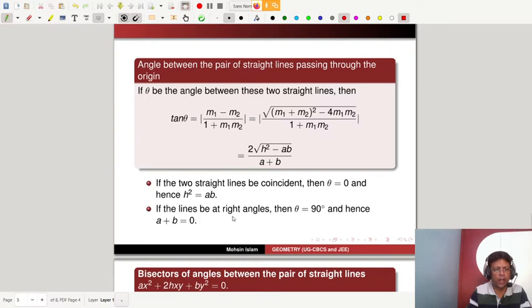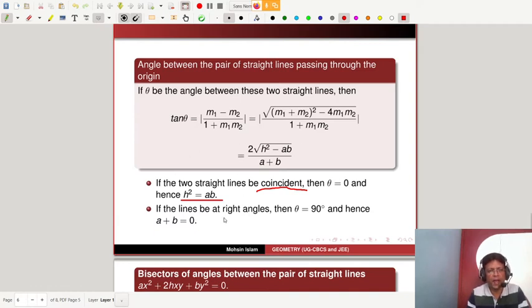Some notes on that. If two straight lines are coincident, then theta is equal to 0. So you have a relation h squared equal to ab. What is the condition that the two straight lines are coincident? They will represent the same line. The condition is h squared equal to ab, because tan theta is 0, tan 0 is 0. So h squared equal to ab. You will get this from this relation.